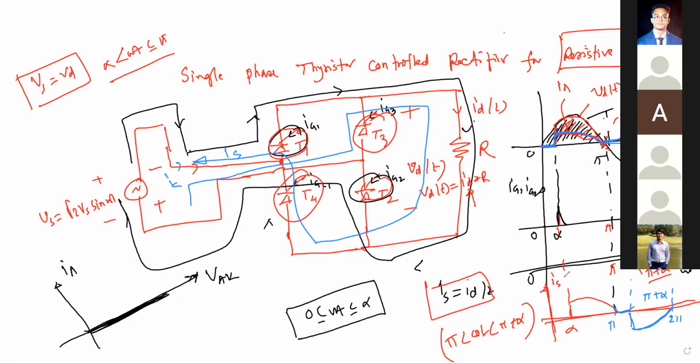And what is the average value of IS? 0, sir. Average value 0. So should it contain any harmonics other than the fundamental?